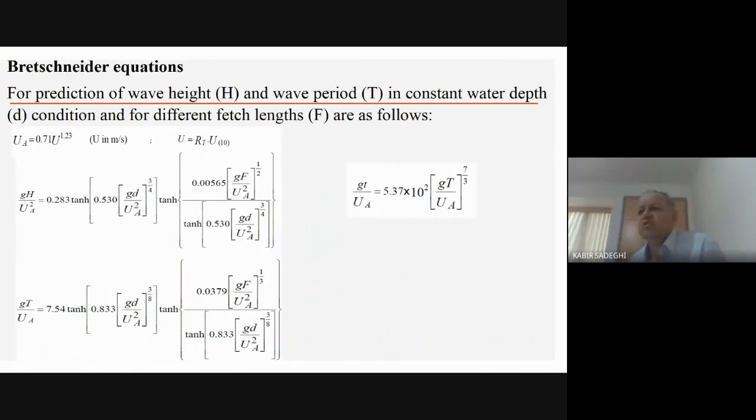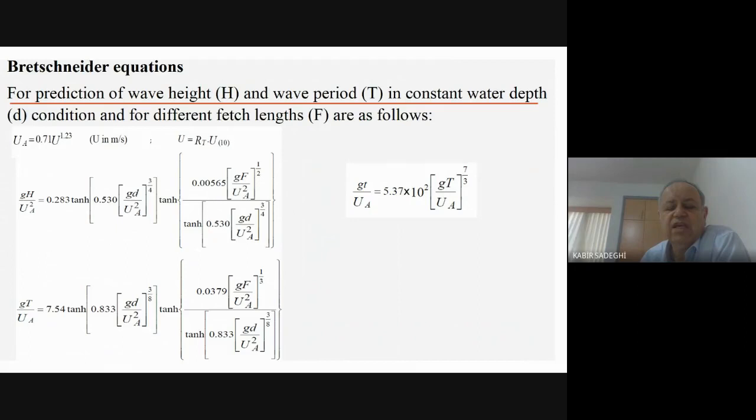This slide shows the Bretschneider formulas for the prediction of wave height and wave period in constant water depth. It is shallow water. Why? Because water depth affects the wave height. Otherwise, there's no effect on that. That is shallow water, or shallow and transitional water. Therefore, D has a role and is important.